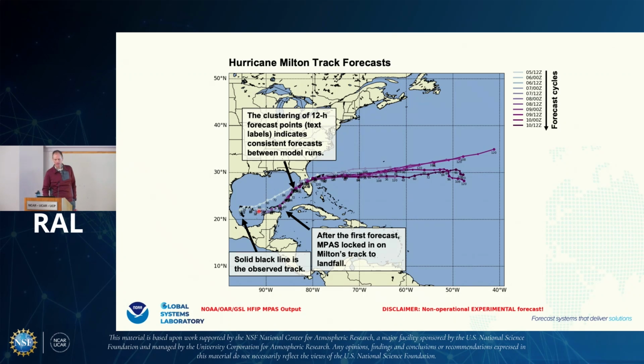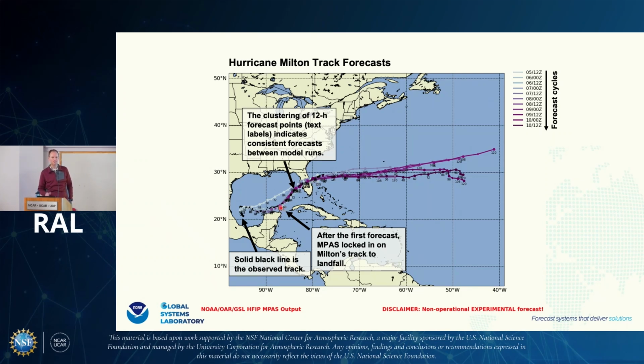So the thing to pick out, apart from this first track here of Milton being too far to the north in the central Gulf of Mexico, there's very tight clustering of the forecast tracks along the actually observed track through to landfall south of Tampa Bay in the Florida Peninsula.